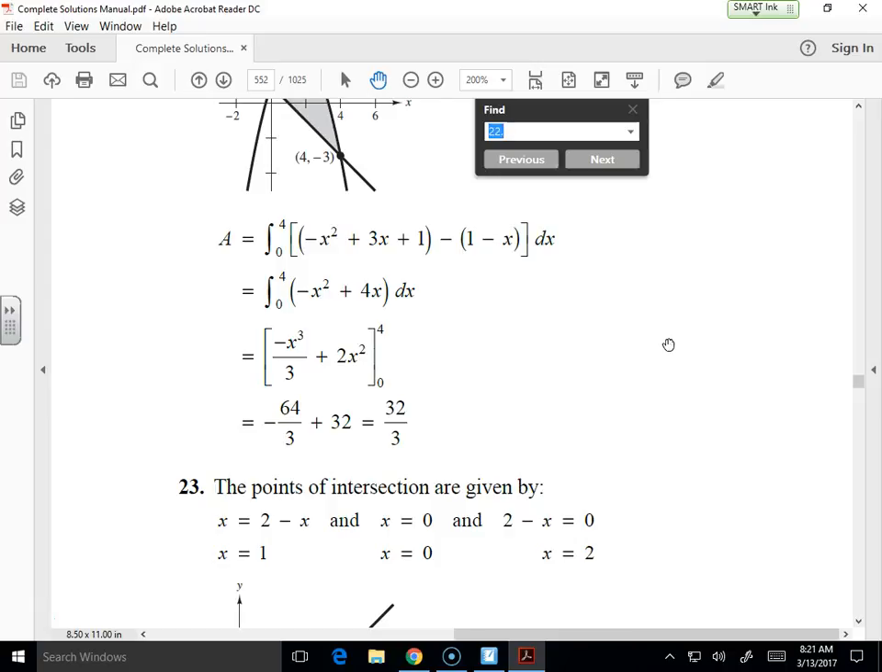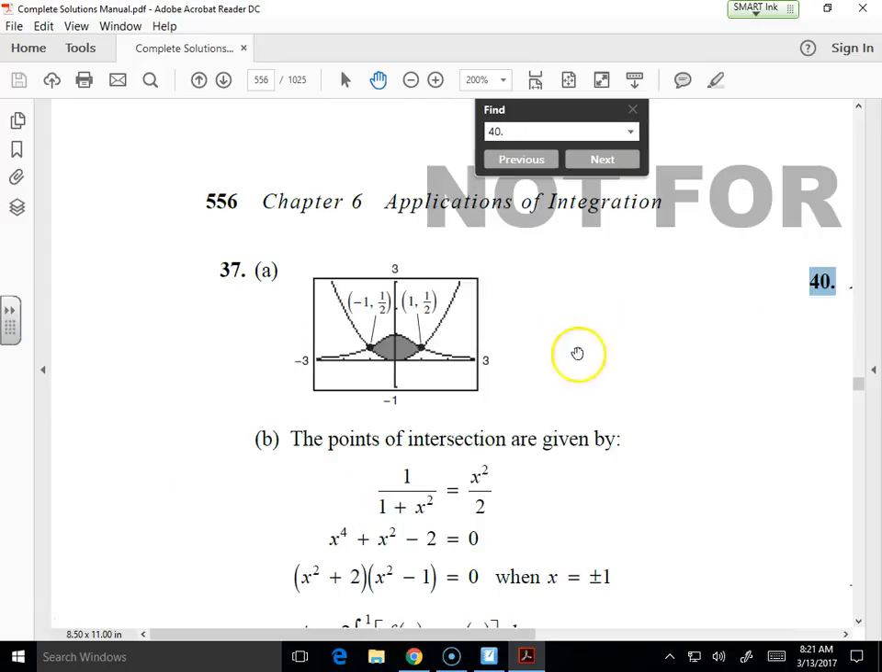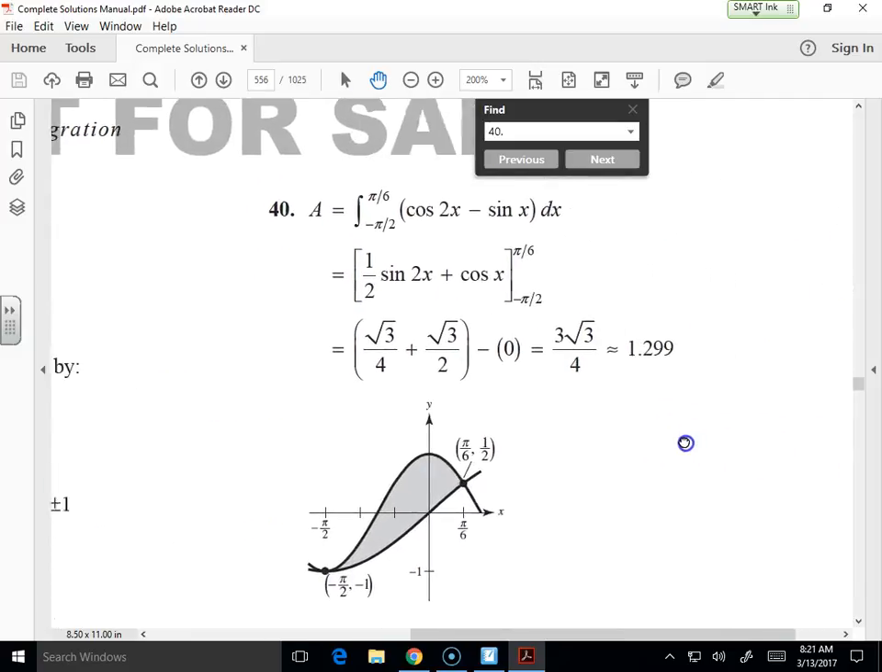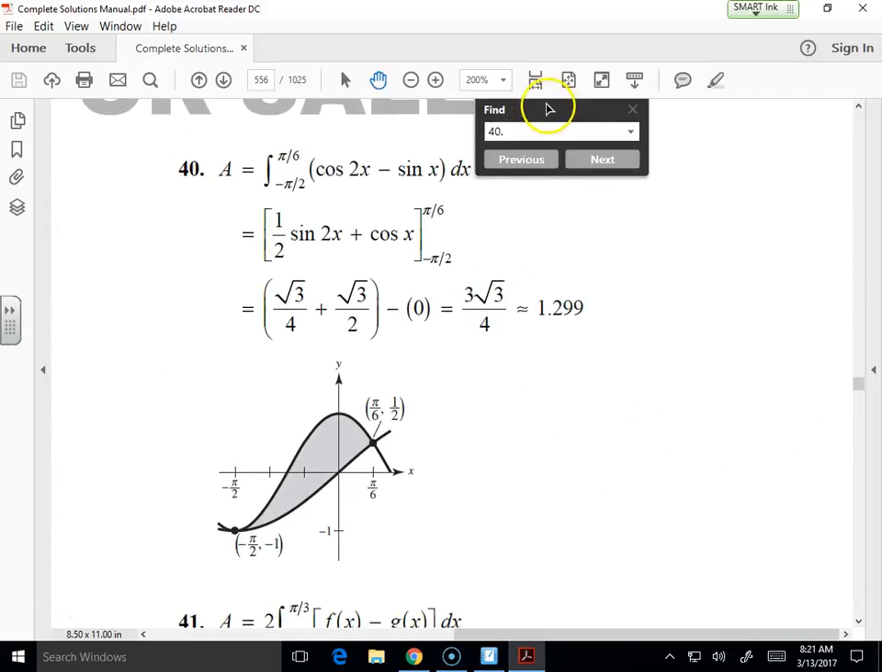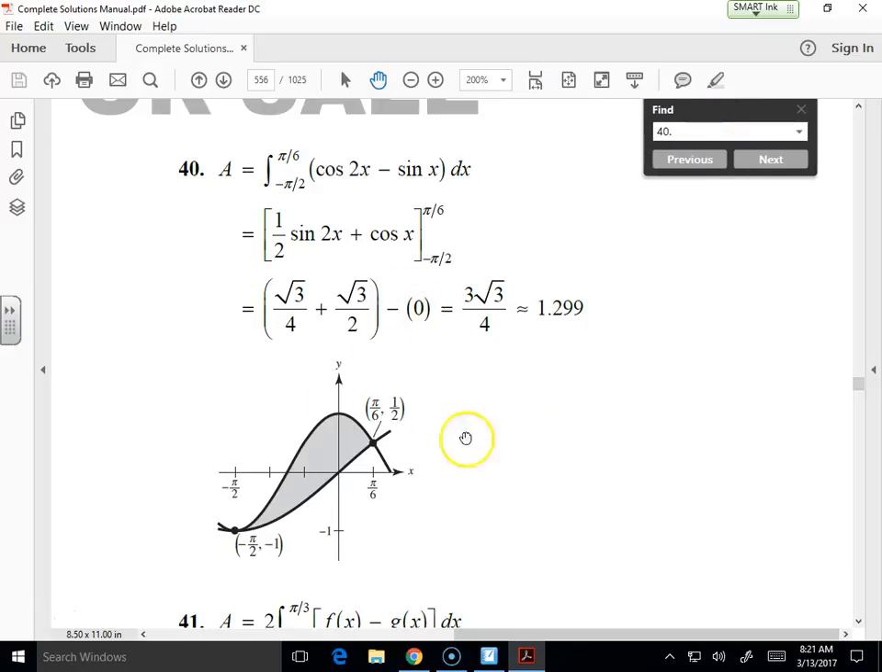Remember, next one, 40. Trigonometric stuff, that's gross. I know. It was. But you can still orient it right, and you still have two curves that you're subtracting, then you can still integrate with u substitution. Don't forget u is 2x, du is 2. You have to divide by 2, multiply by 1/2. Plug it in. Final answer is 1.299, 3 root 3 over 4.